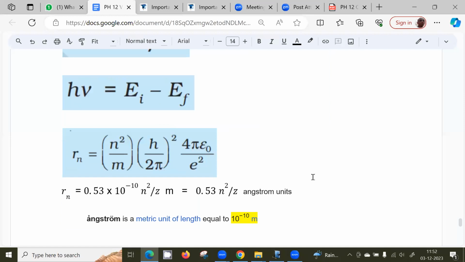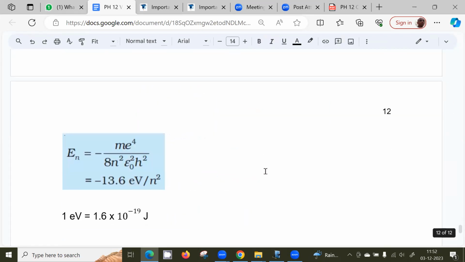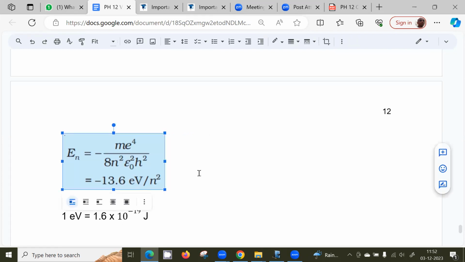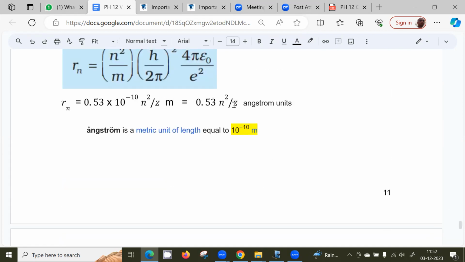So there are not too many formulas to remember, only a few of them. First one is the radius. Remember this one. And for energy, you have to remember this one. And to convert electron volts to joules, you have to remember this one. This you should know. Energy will go as 1 by n square. Radius will go as n square.